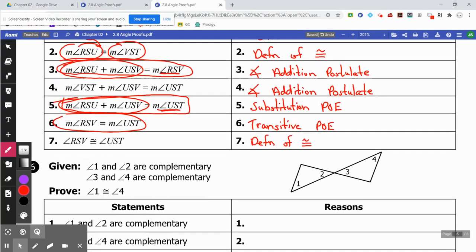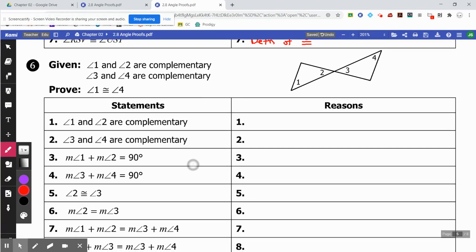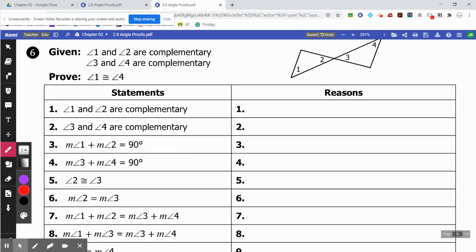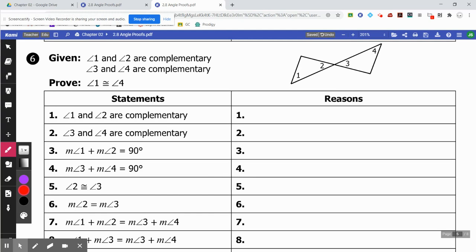Okay, the next one, number 6. Given that 1 and 2 are complementary and 3 and 4 are complementary, prove that 1 and 4 are the same. So we've got to use our drawing here. So again, 1 and 2 are complementary, 3 and 4 are complementary. Not sure why they're listing that in 2 separate steps, except for just maybe they didn't have enough room. So those are your givens.